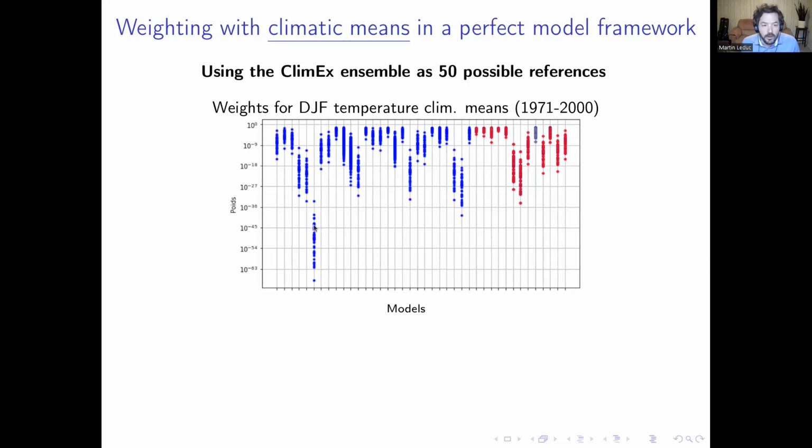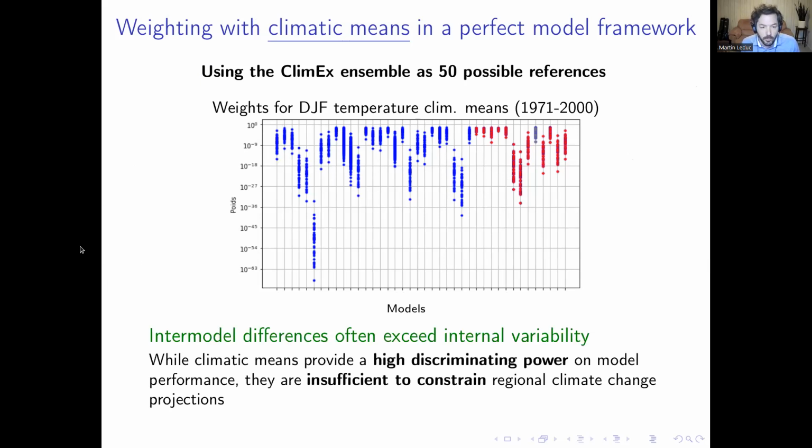So you have here a distribution of the weights for each model. You can see again that the top models show some distribution, which is similar to the one of the CLIMAX 50 members. But you see also several models that have a very small weight, so they will be negligible if you use that to constrain your ensemble.